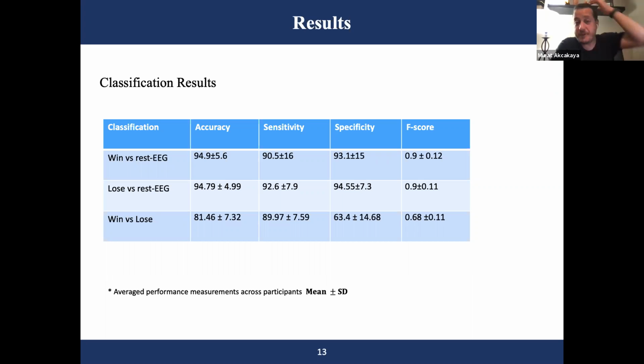So what we are showing here is that it's easier to separate the win from the rest and the lose from the rest. It becomes more difficult to identify the difference between win versus lose looking at the EEG. So even though these are promising results, that still requires some more work from our end.